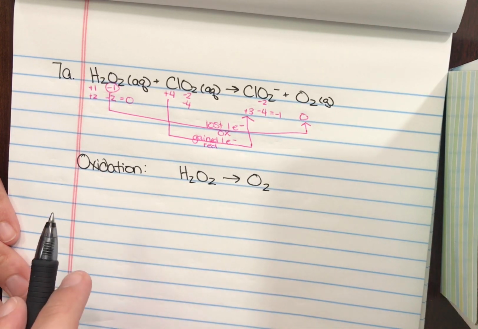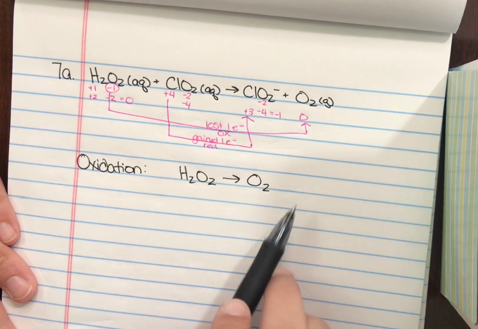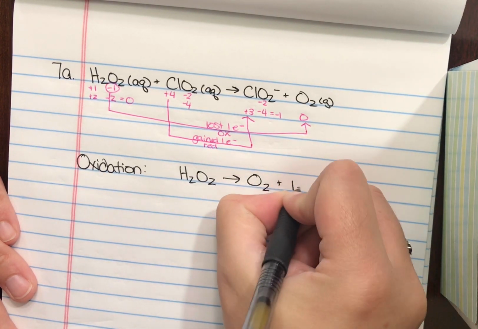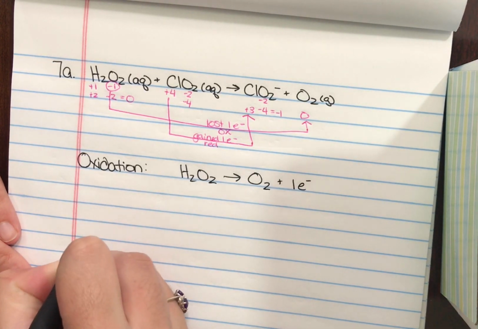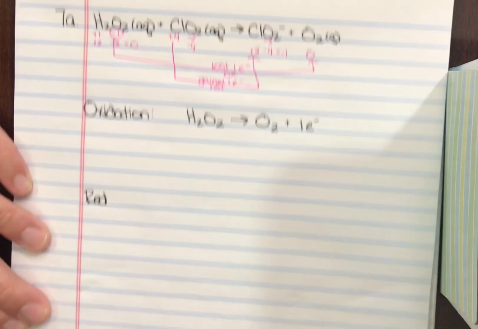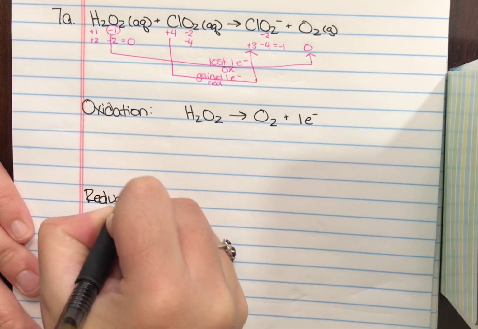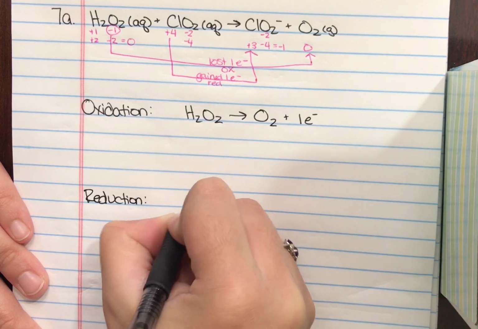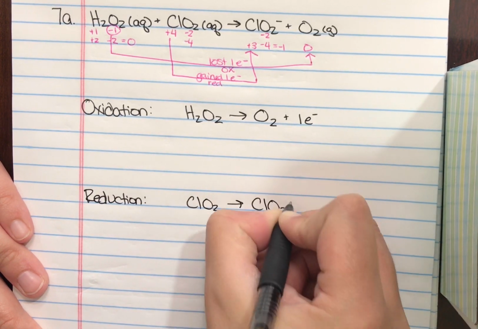How many electrons did we say? Well, we said it lost 1 electron. So our electron is going to go on the right. So there's going to be 1 electron over here. For our reduction reaction, make sure you can see everything. Our reduction reaction is going to be the ClO2 yields ClO2 minus.